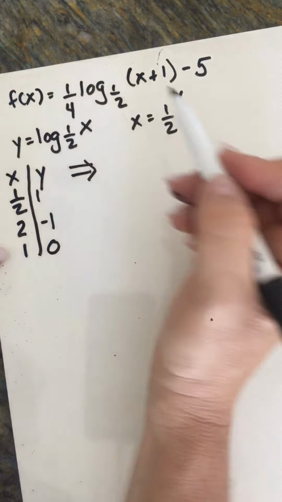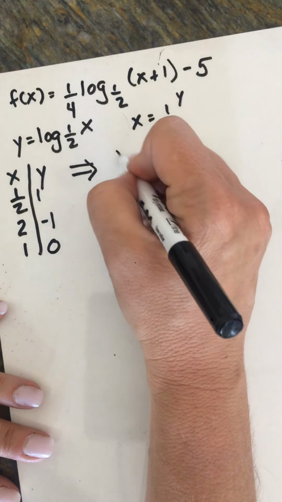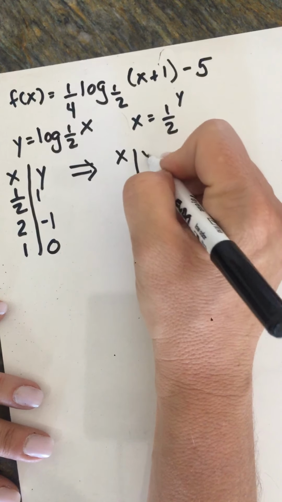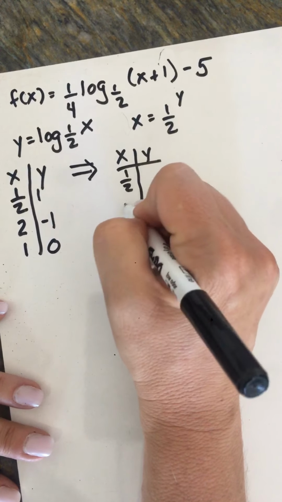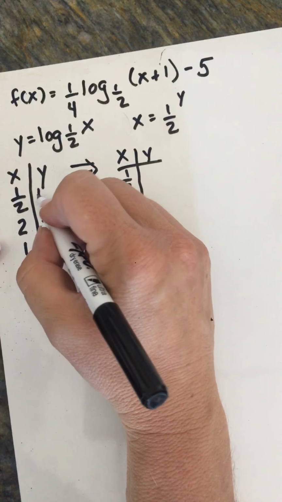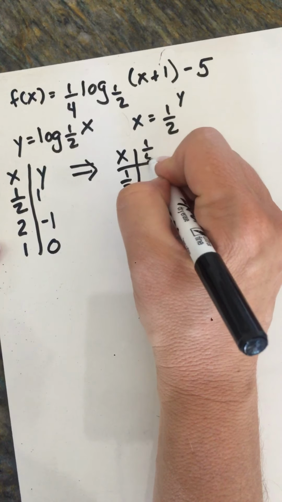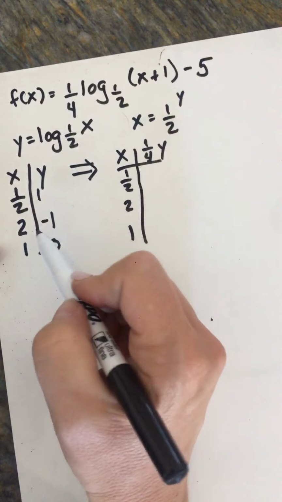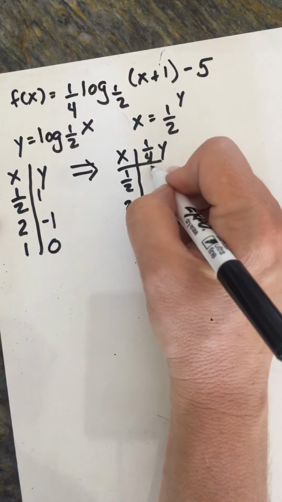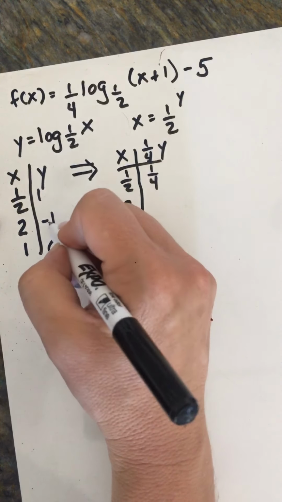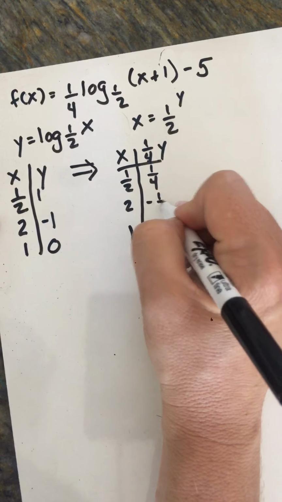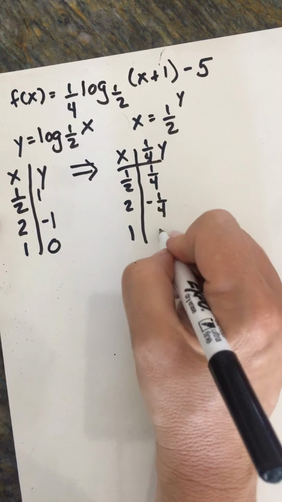Next, we have a vertical compression of 1/4, so let's leave our x the same. So 1/2, 2, and 1. And now we multiply the y's by 1/4. Okay, so 1 times 1/4 is 1/4. -1 times 1/4 is -1/4. 0 times 1/4 is 0.